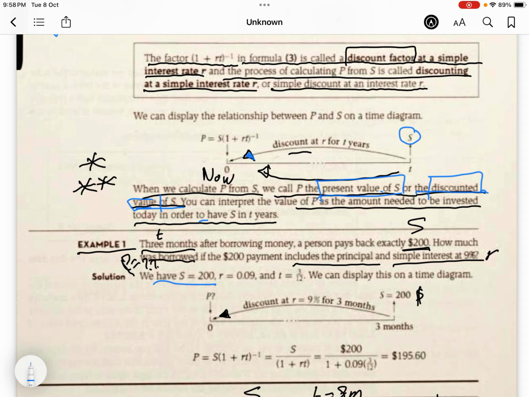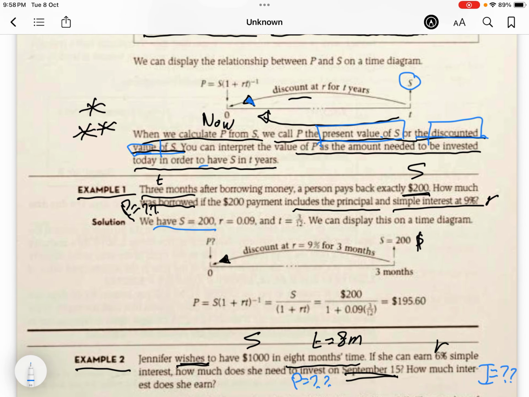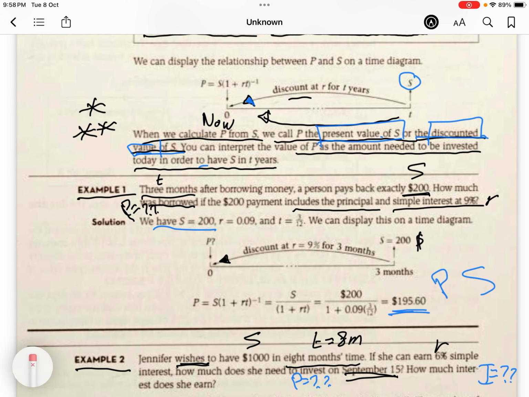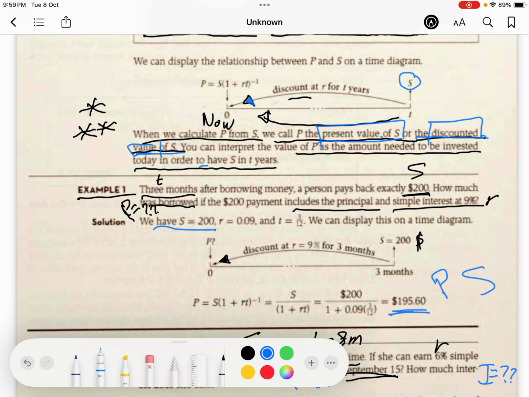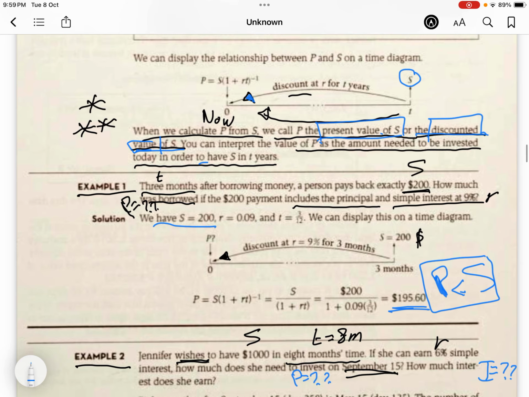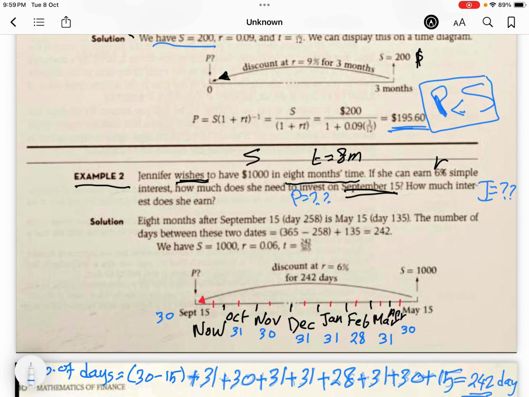We can display this on a time diagram. Then you will have B equal to S divided by 1 plus RT, and we calculate. Notice B is always less than S.